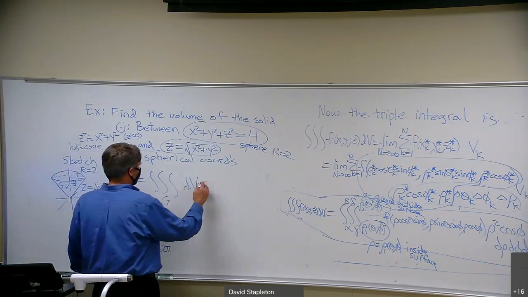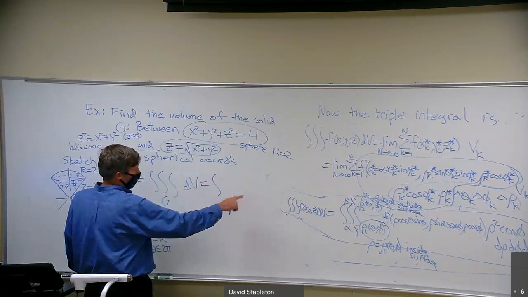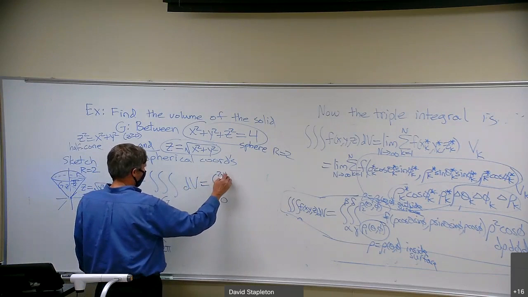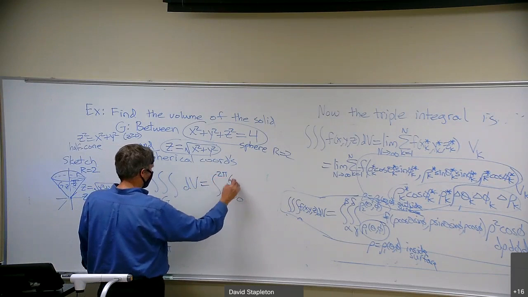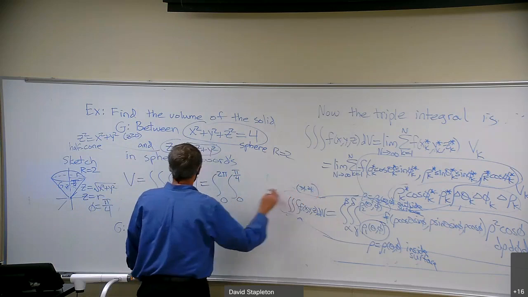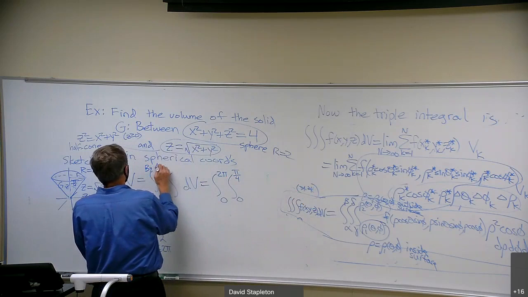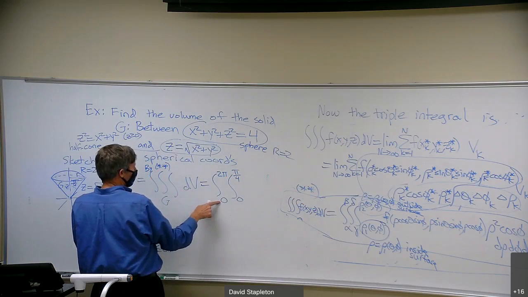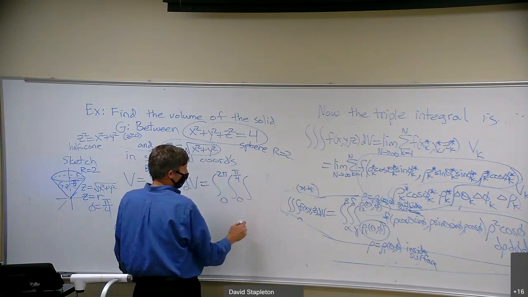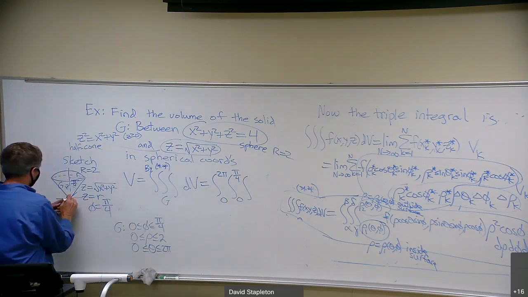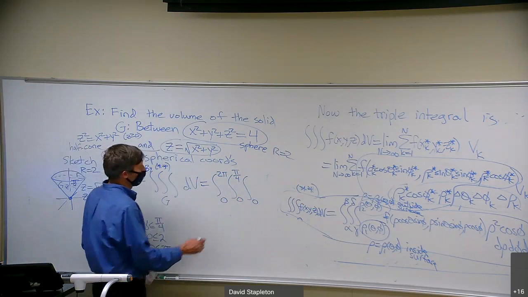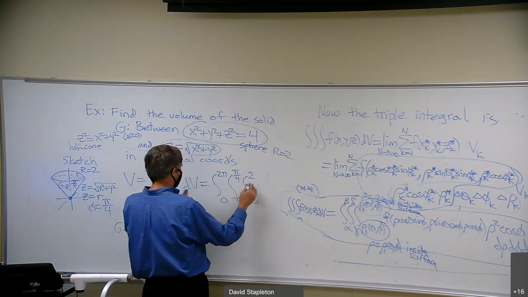So I'm going to say this is the integral, and in spherical coordinates you always put theta on the outside, then phi, then rho. Theta goes from 0 to 2 pi. Phi goes from 0 to pi over 4. This is by double star, I guess we should call it. Minimum theta to maximum theta, two constants. Minimum phi to maximum phi, two constants. And then the inside surface is this point, rho equals 0, and the outside surface is the sphere, rho equals 2. And then the integrand is 1.